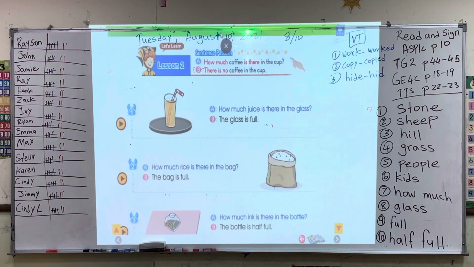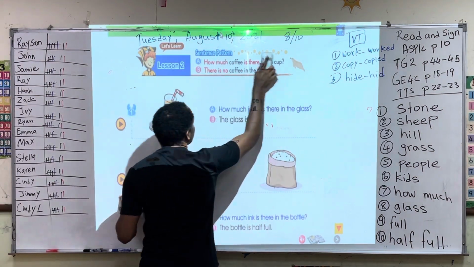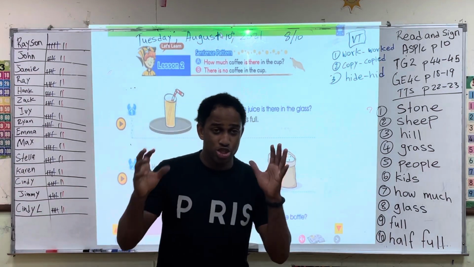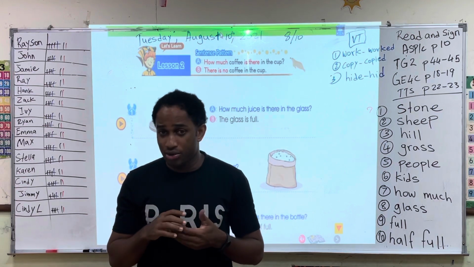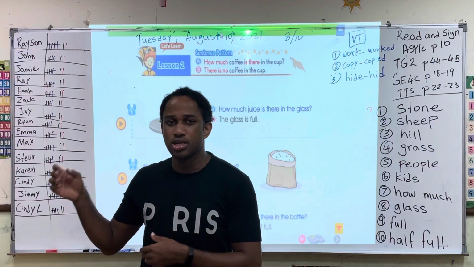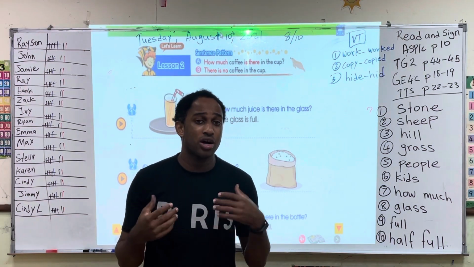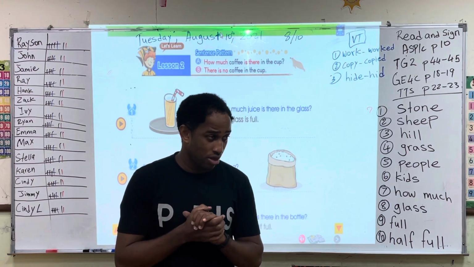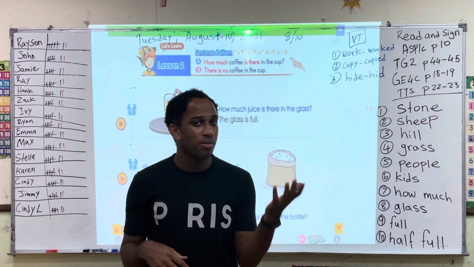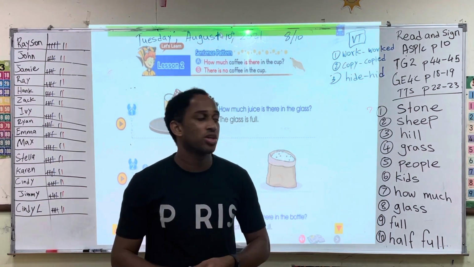Good. So now we're on page 19. On page 19, we're going to use how much. And much is used for two things. Much is used for uncountable nouns, for example, rice, coffee, water, tea, juice, money. These are uncountable nouns. However, much is also used for price. You want to know the cost of something. How much is the shirt? Good.